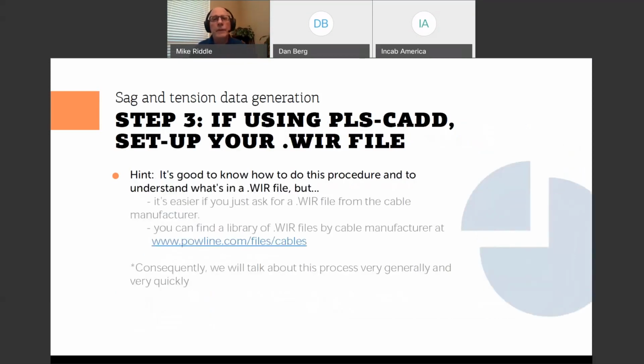Now, we're going to talk about PLS CAD and sag tension separately because they take a slightly different approach into how you set up the problem file to do your sag and tension calculations. I'm going to start with PLS CAD first. We'll go through what goes into PLS CAD, and then we'll talk about sag 10.